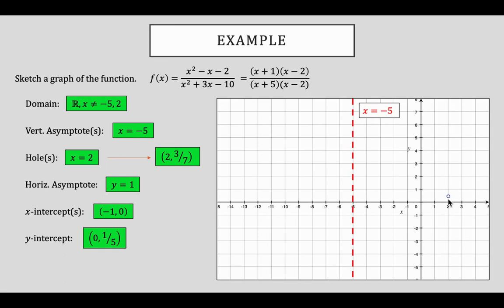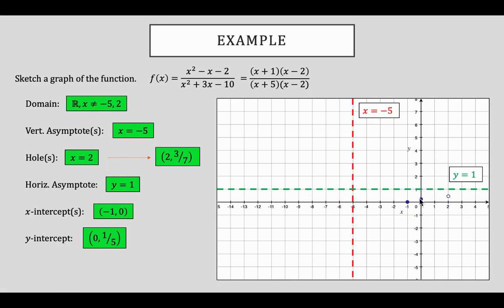Next, we have a horizontal asymptote at y equals 1. I can draw out my horizontal asymptote with a dotted line. Then we can plot our intercepts. We have an x-intercept at -1, 0. That's going to be right here on our graph. And we have a y-intercept at 0, 1/5. That's going to be right around here. So plot those points. Plot the x and the y-intercepts.